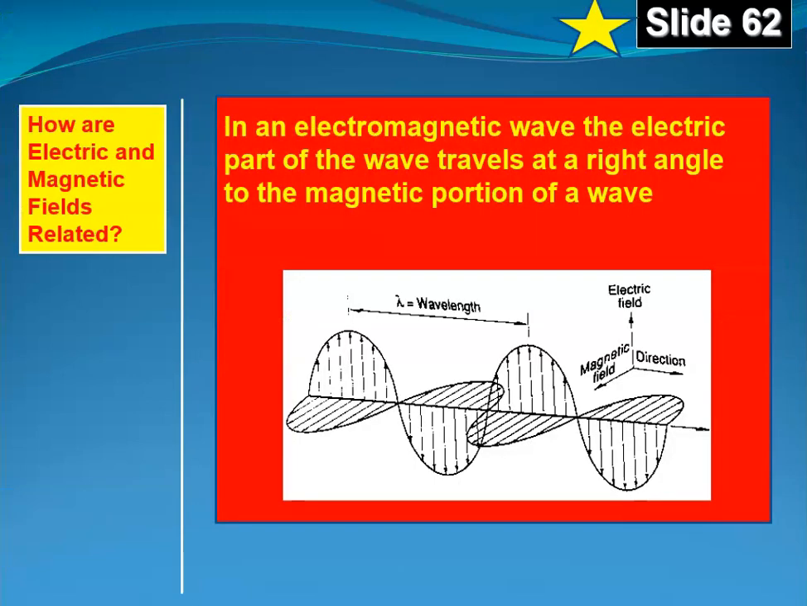Okay, how are electric and magnetic fields related? In an electromagnetic wave, the electric part of the wave travels at right angles to the magnetic part. So that wave is traveling to your right, and you can see that the electric field is going up and down, and the magnetic field is going along with it, but side to side. So electromagnetic waves actually have an electrical part to them and a magnetic part to them.